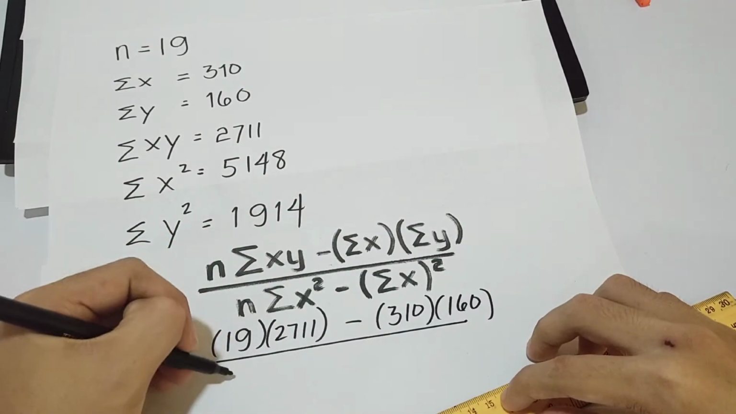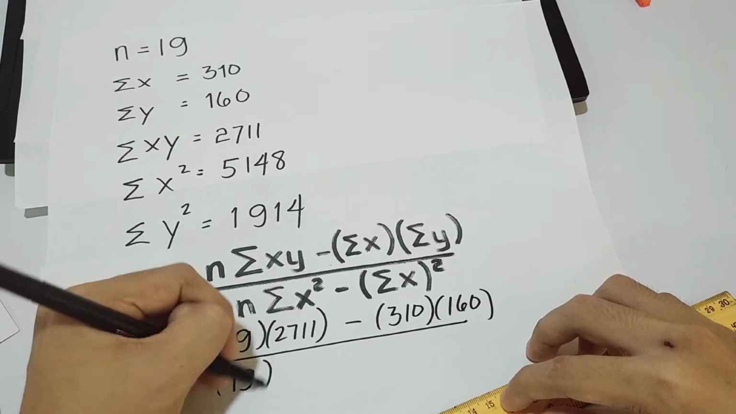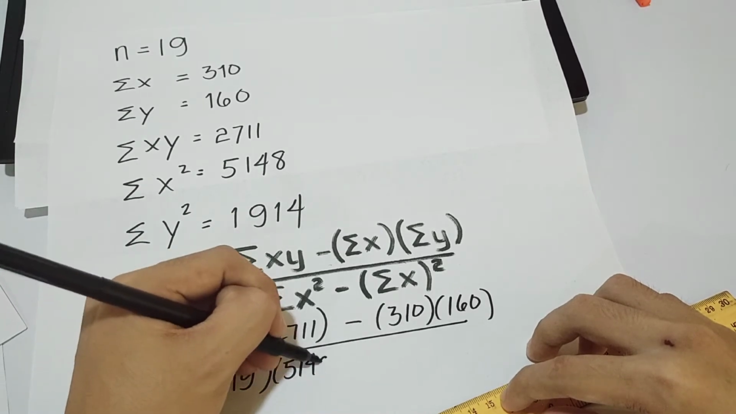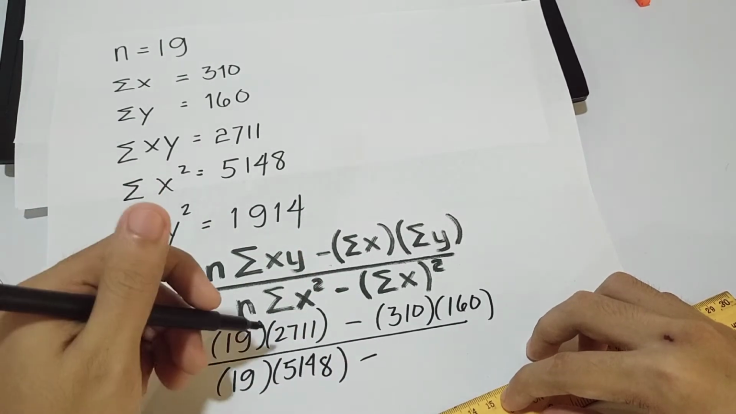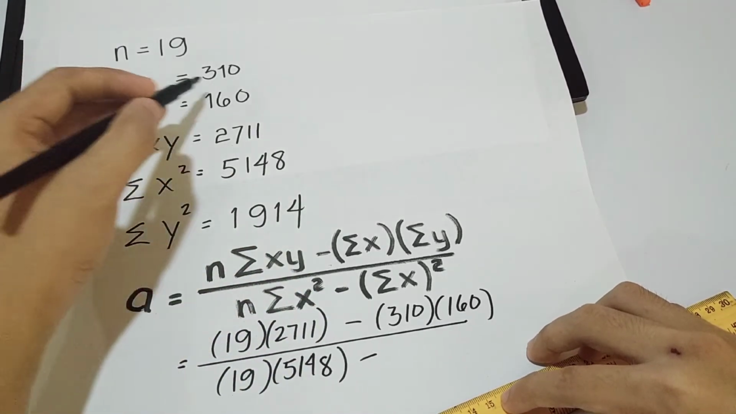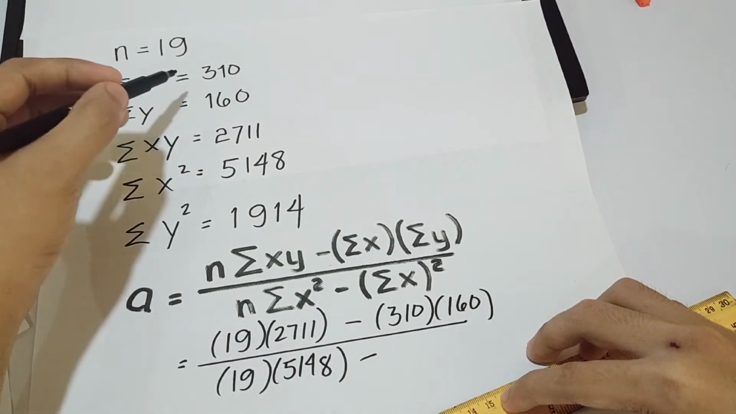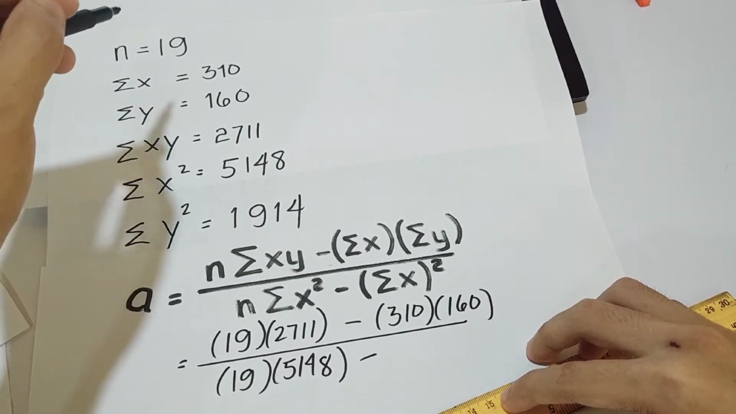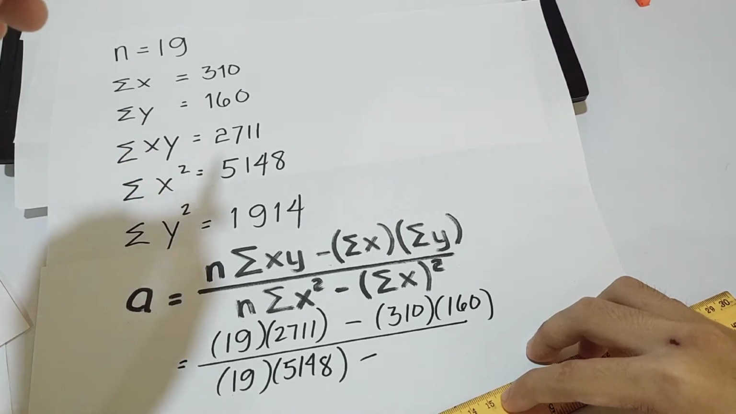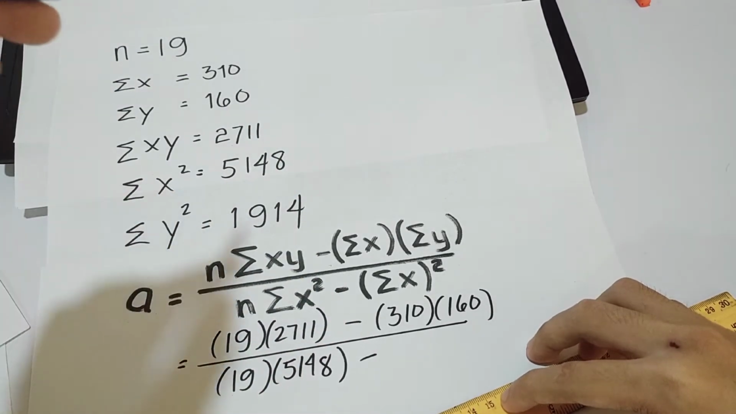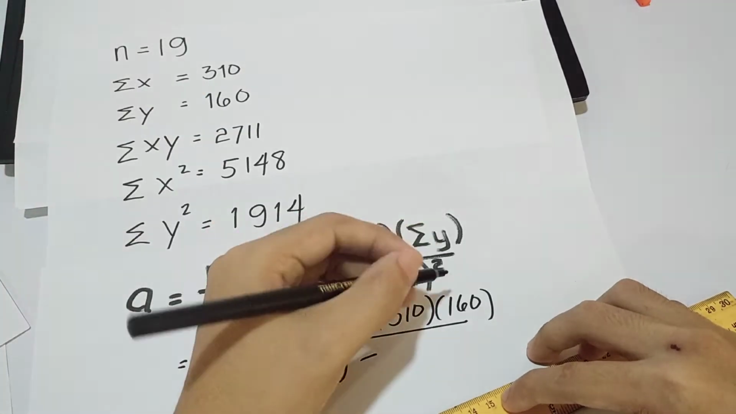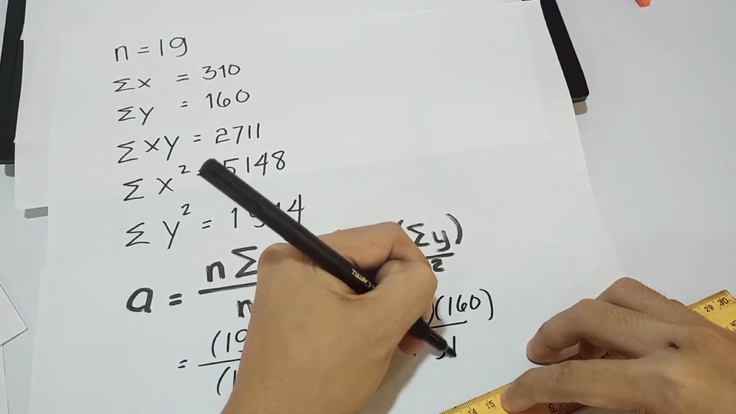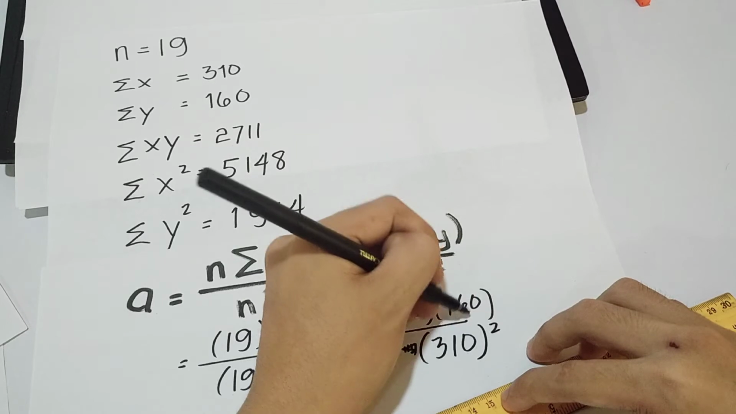And then on the denominator, we have 19 times the summation of x squared, which is 5148, subtracted by the square of the summation of x. So we need to be careful in this one, because it says here that it is the square of the summation of x. So we have to copy the summation of x, 310, and then square it all up.